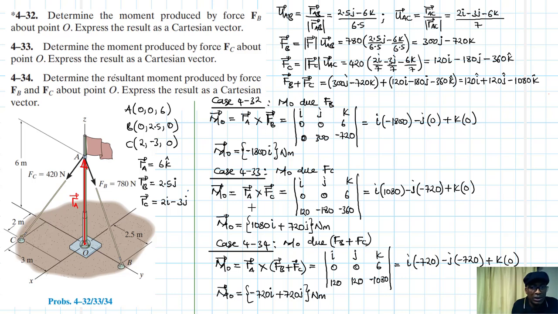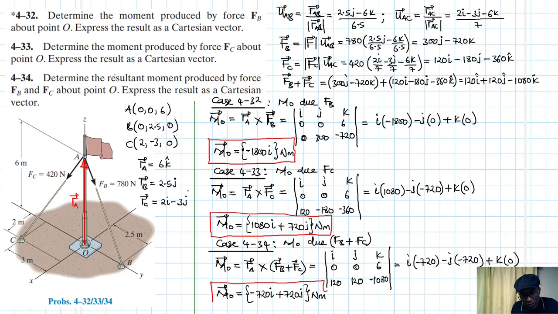Alright, so let's just outline the final solutions. We have the first case. This is moment due to FB about point O. We have the second case. This is moment due to FC about point O. And finally, we have moment due to FB plus FC.